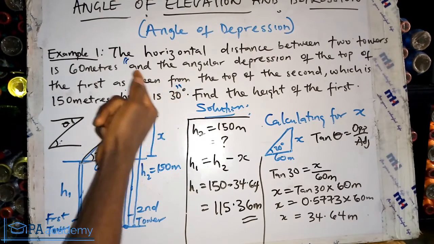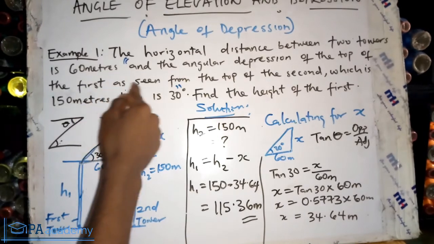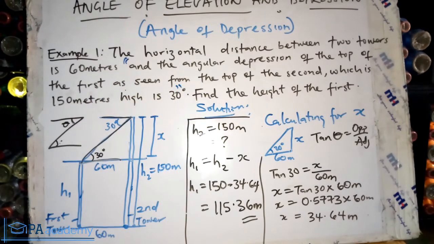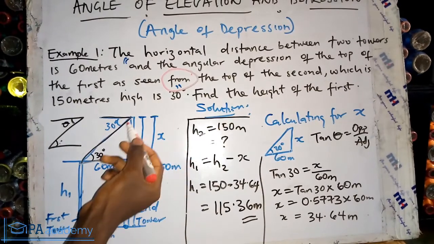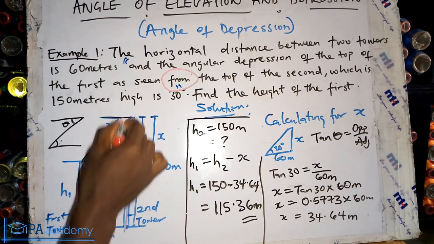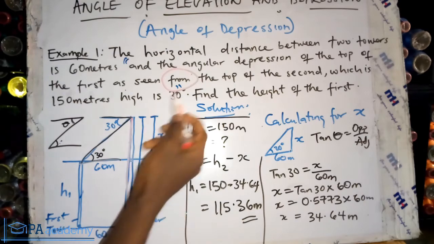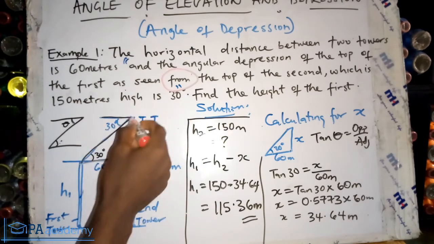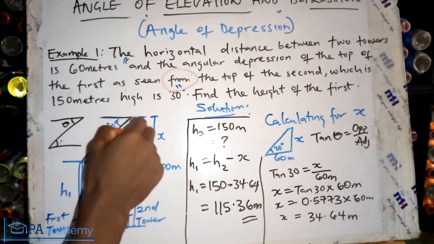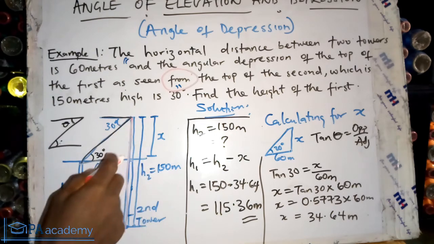It said the angle of depression of the top. The reason I'm coming back again is that I know this part can be very confusing. The angle of depression of the top of the first, as seen from, pay attention to this keyword here, from the top of the second. That means the angle of depression is coming from the second tower, which is 150 meters. That means the second tower is 150 meters, and the angle of depression of 30 degrees is from the second tower, not from the first tower. So I think that is where you might find confusion in this question.